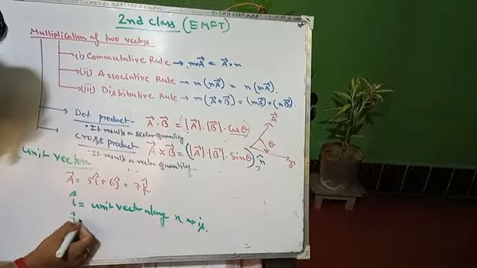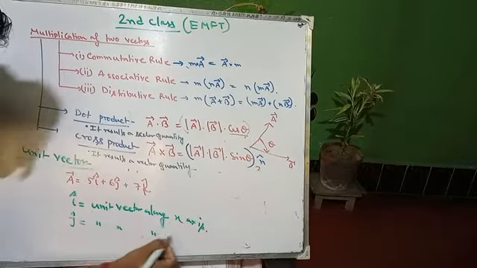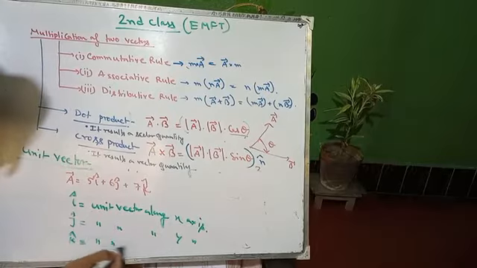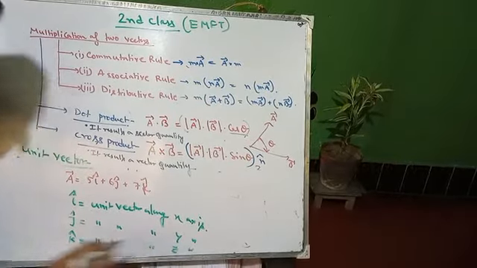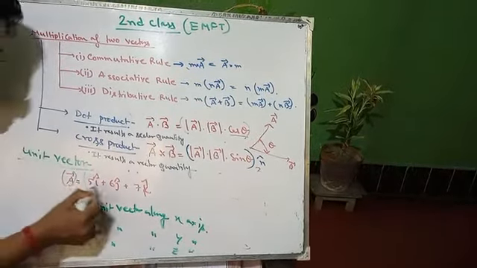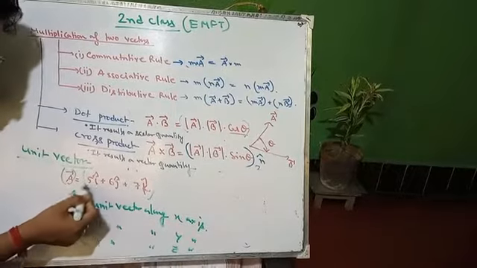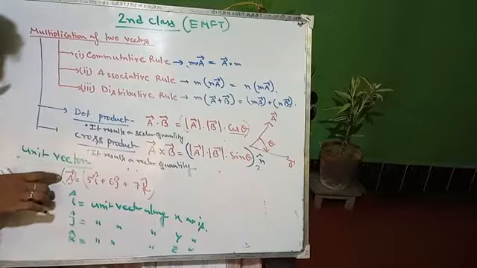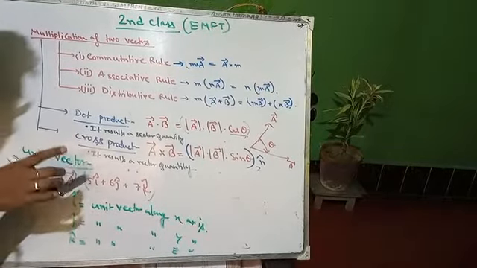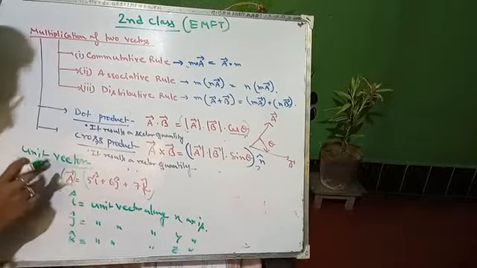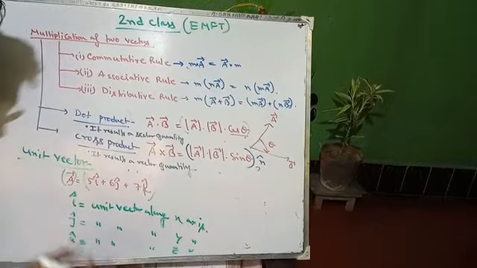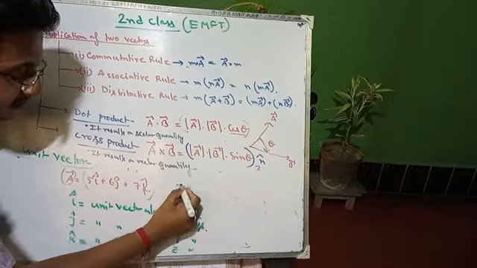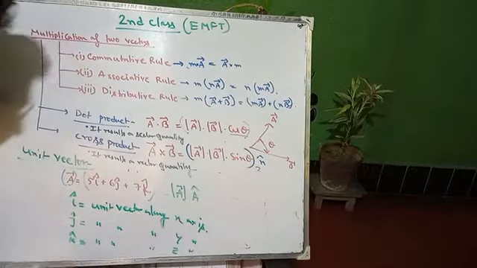j cap means the unit vector along the y axis, and k cap is the unit vector along the z axis. So this vector A has some magnitude, expressed using these three unit vectors, but it also has a unique direction, a unique unit vector. So this vector may be represented as modulus of A into A cap, right?